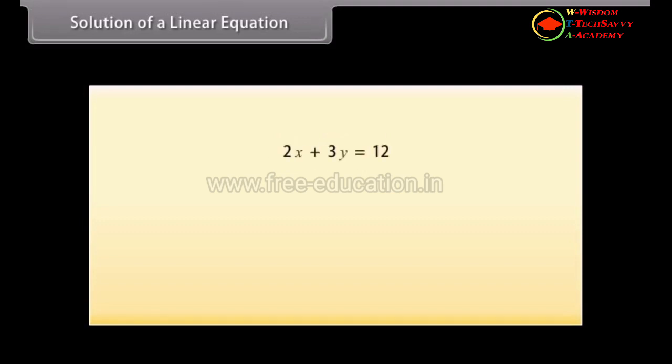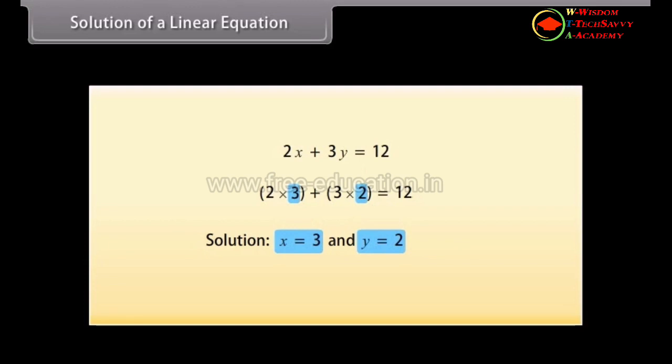Let us take the equation 2x plus 3y is equal to 12. Here x is equal to 3 and y is equal to 2 is a solution because when you substitute x as 3 and y as 2 in the equation above, you find that the answer becomes 12. We can also write this solution as (3, 2), because the value of x here is 3 and the value of y is 2. Similarly, (0, 4) is also a solution for this equation because when you substitute x equal to 0 and y equal to 4, you find that the answer becomes 12.